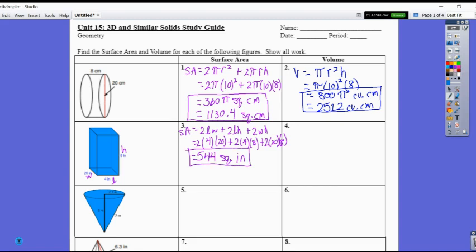Then we can go ahead to number 4, where we're asked to find the volume for it. Volume of that rectangular prism, LWH, length times width times height. So with a length of 4 and a width of 20 and a height of 8, my volume then is 640 cubic inches.